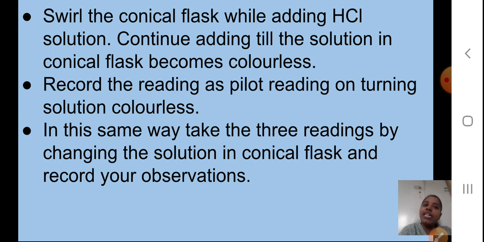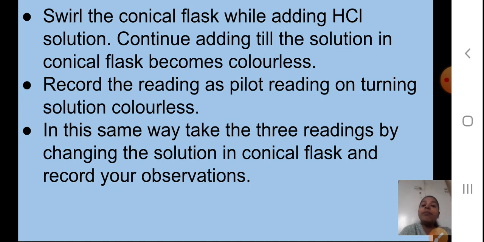In the same way, take the 3 readings by changing the solution in the conical flask and record your observation. So 3 times you are going to take the reading. Once it becomes colorless, you will see the reading. Again you will pipette out 10 ml NaOH solution, put 1 to 2 drops of phenolphthalein and do the reading. Again you will put HCl from the burette. Stop where the solution becomes colorless. Like this you will proceed these steps again and again. How many times students? 3 times. I hope you understood this.